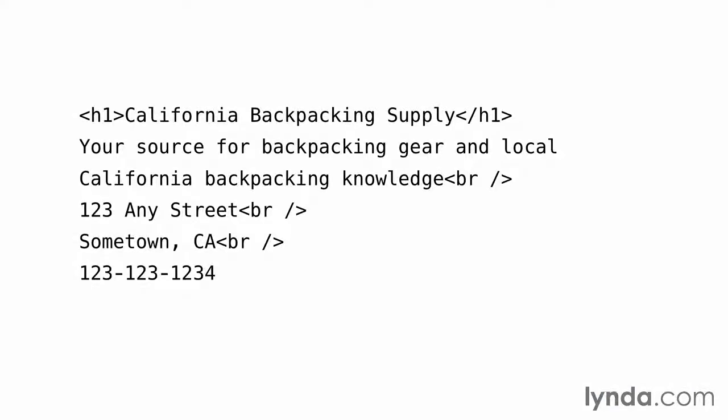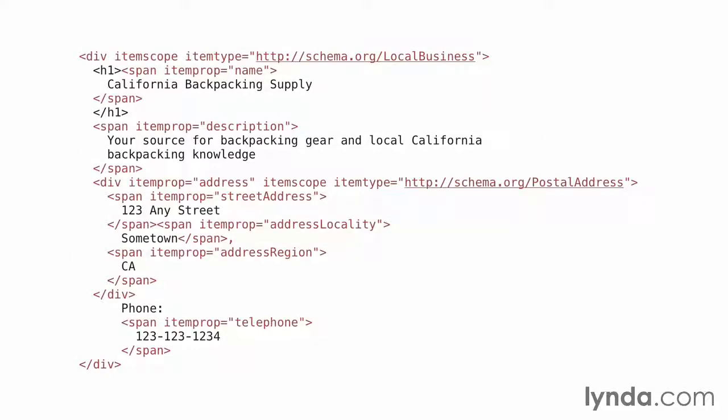But let's take a basic example to show how microdata works. Let's say you've got a contact page that shows your name, a description of your business, your address, and your phone number. You'll probably have some code that looks something like this. By adding some tags and explicitly defining these items through the markup defined at schema.org, you'll be telling search engines exactly what type of information each piece of text represents. And remember, this is just the basics.